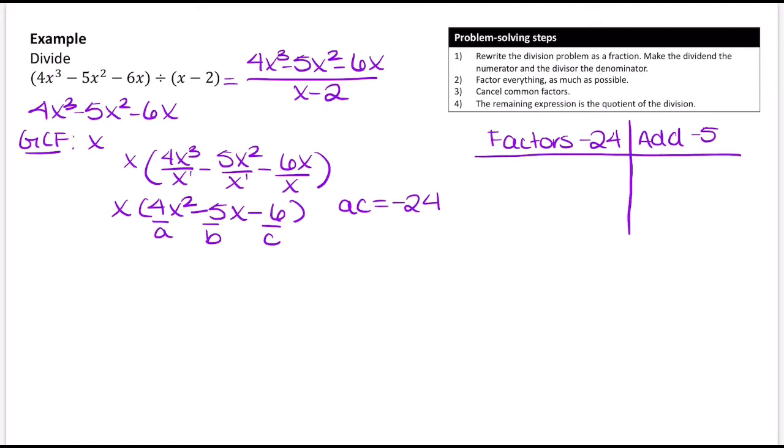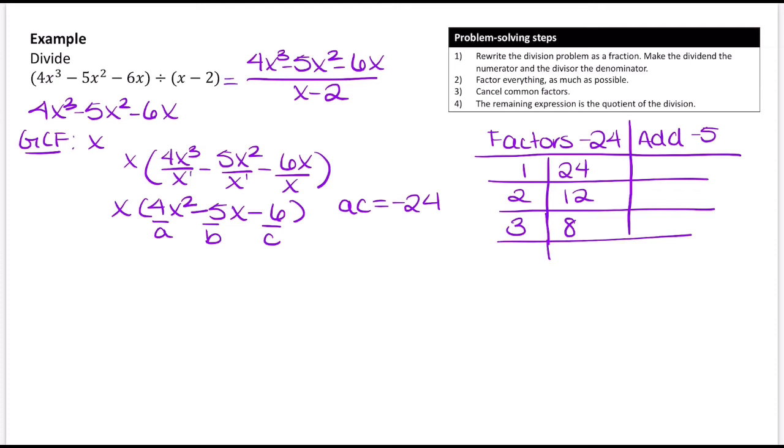So let's list out the factors of 24. We have 1 and 24, 2 and 12, 3 and 8, and finally 4 and 6. Let's think about the signs. We have negative 24, so we need a positive and a negative factor. 5 is negative, so I'm going to make the bigger factor negative. So 1 plus negative 24 is negative 23. 2 plus negative 12 is negative 10. 3 plus negative 8 is negative 5. 4 plus negative 6 is negative 2. So 3 and negative 8 are the correct combination.